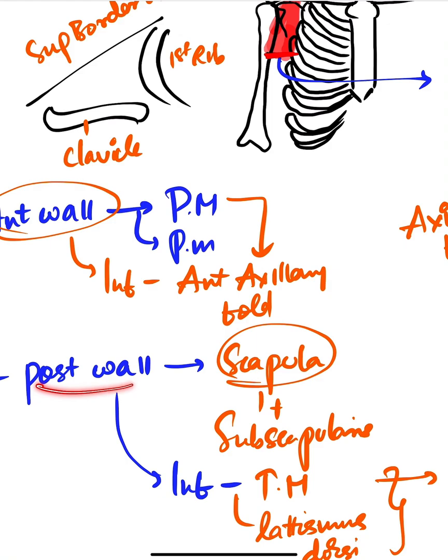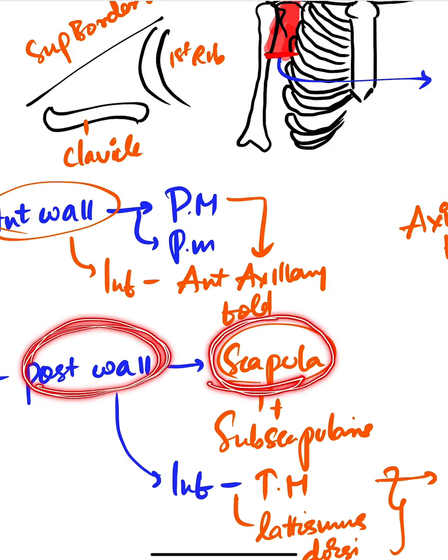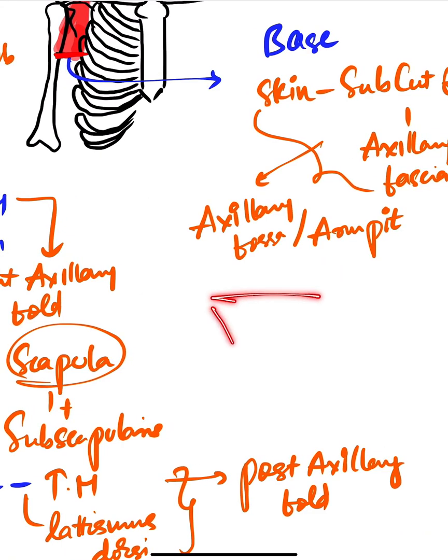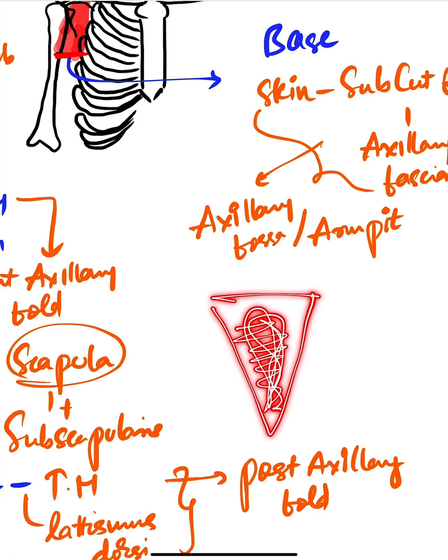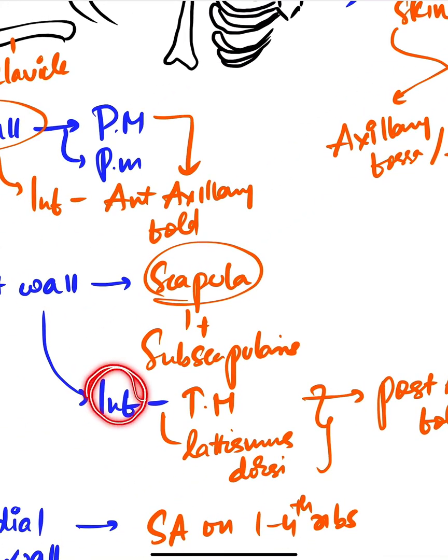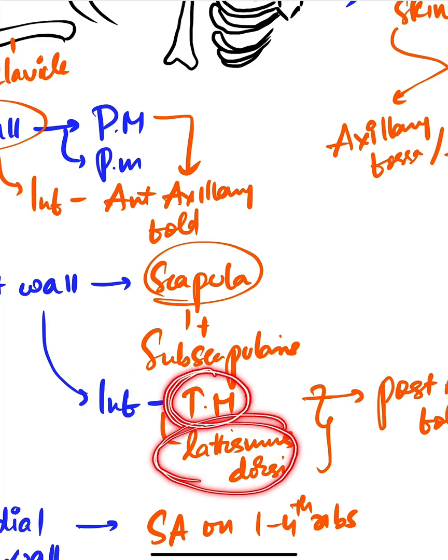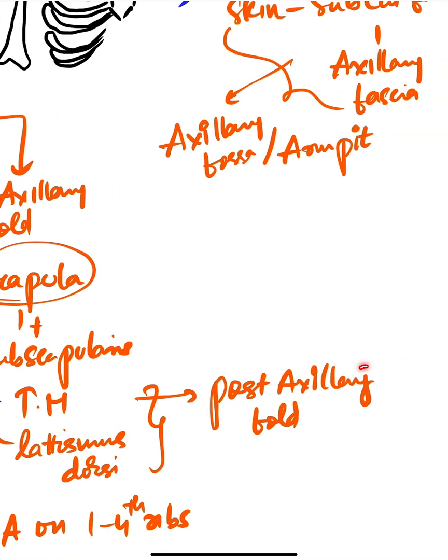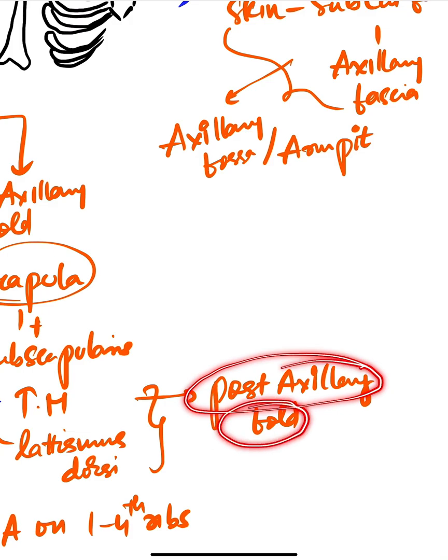Now let's talk about the posterior wall. The posterior wall is simply formed by the scapula, and if we consider this as the scapula, anteriorly it has the subscapularis muscle. So the posterior wall is formed by the scapula and the subscapularis muscle on it. On the inferior-most aspect you have the teres major muscle and latissimus dorsi muscle, which form the posterior axillary fold.